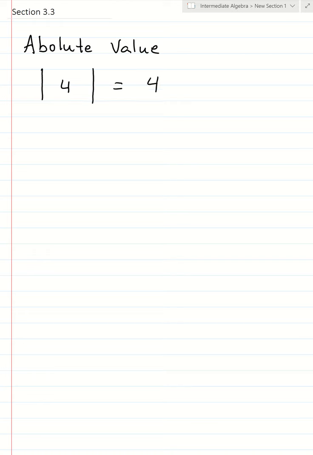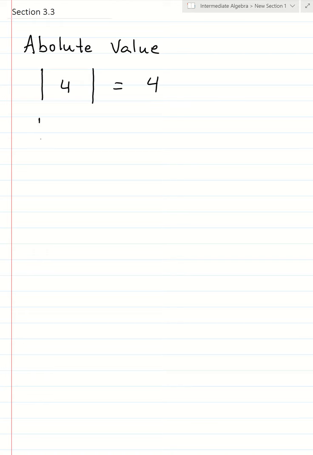4. And that's because by definition, the absolute value is the distance that a number is away from 0 on the number line. And so if we are taking the absolute value of 4, we would be able to say that it is 4 units away from the number 0 on the number line.